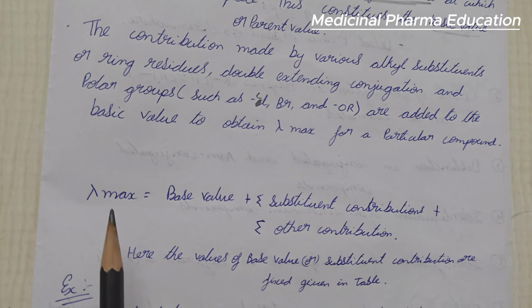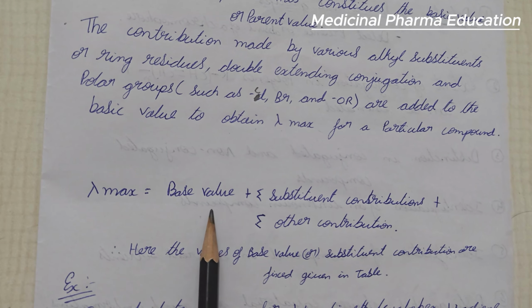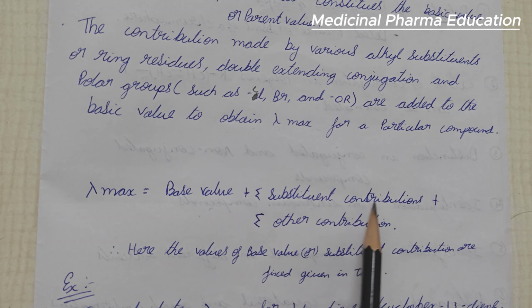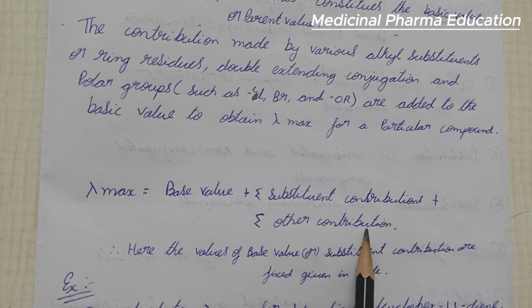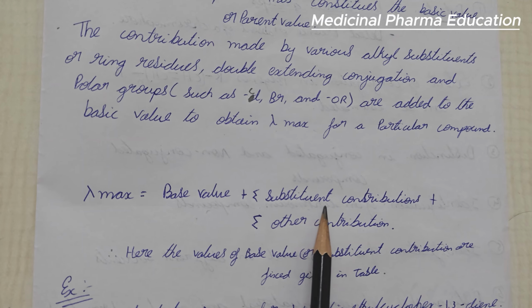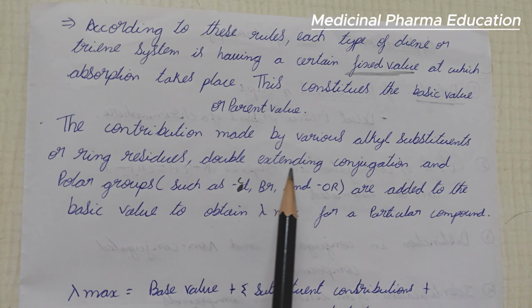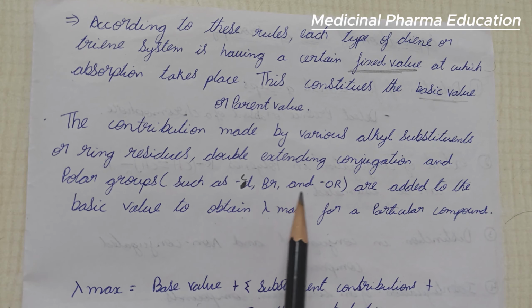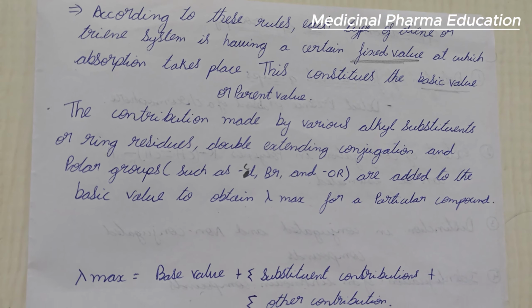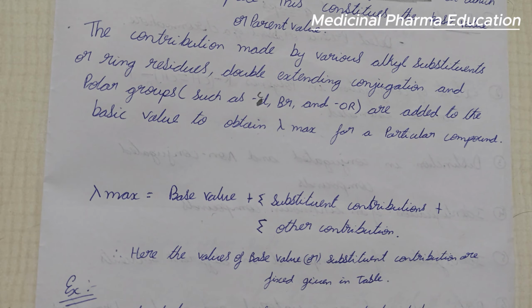See, the calculation of lambda max is equal to the base value or the parent value, plus the sum of substitution contributions, plus the sum of other substitutions. Here substitutions may include the various alkyl groups, ring residues, double bonds, or others like polar groups, which are added to the base value, and by this formula we can calculate the lambda max.